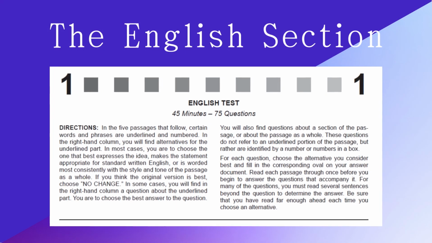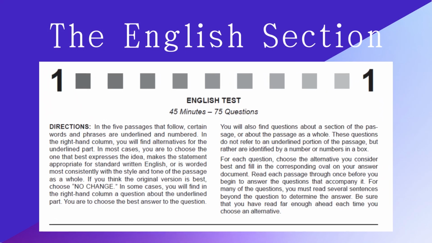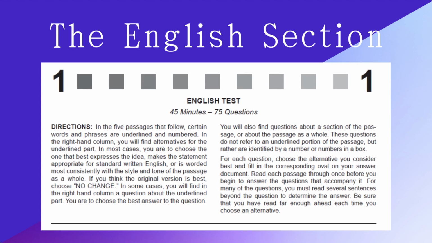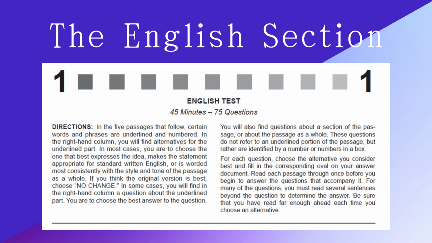Before we begin the first lesson, take a look at the directions for the English section of the ACT. This tells you that we have 75 questions and 45 minutes in which to answer them. The directions explain the underlined portions and some of your possible answer choices, including no change, meaning the underlined portion is already correctly written as is.